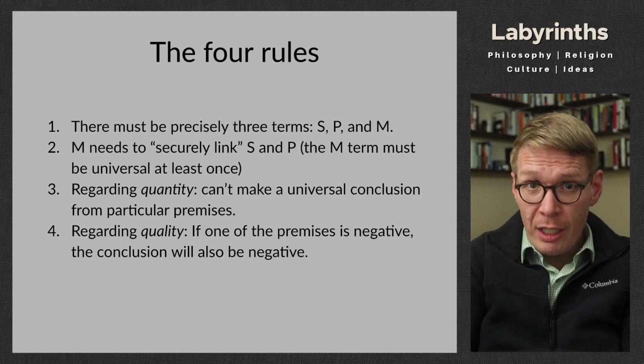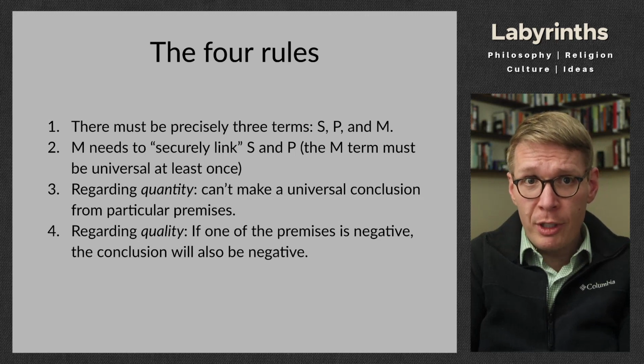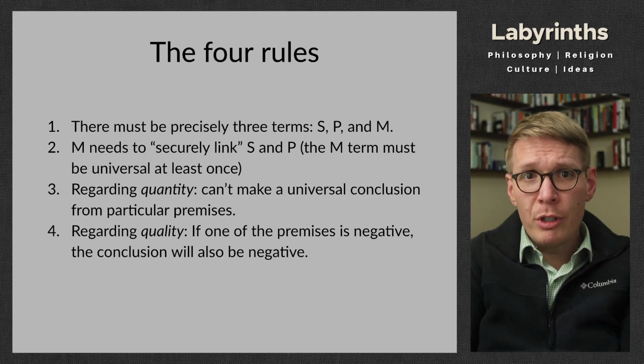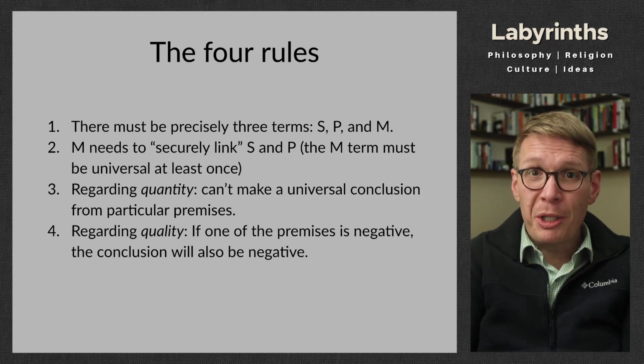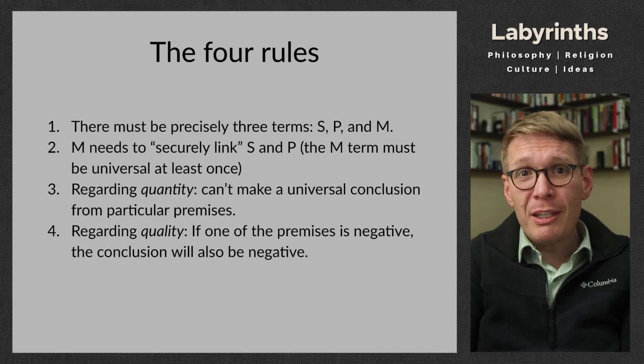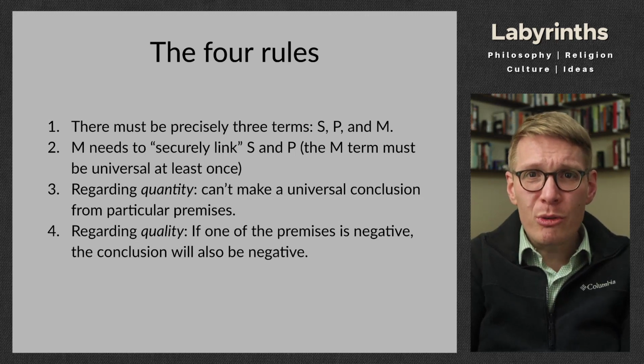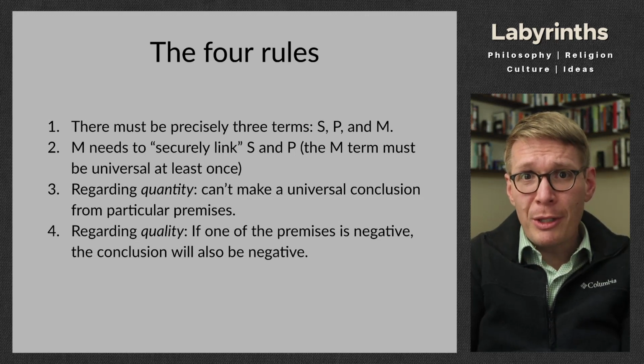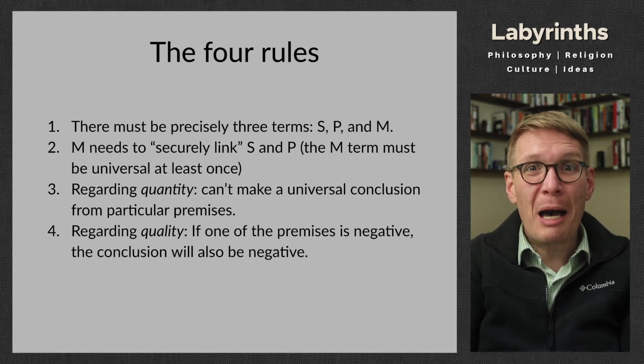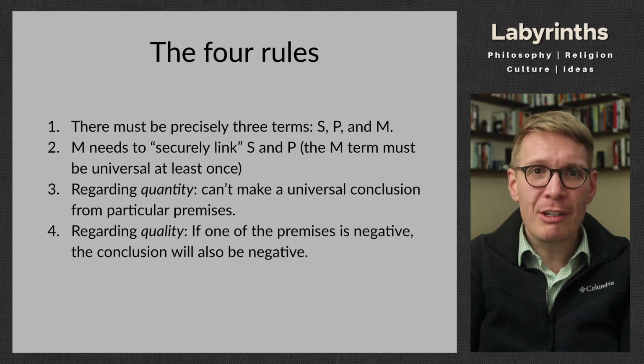Regarding the quantity of the premises in the syllogism, it's important to note that you cannot make a universal conclusion from particular premises. And this, happily, is a pretty clear thing. I can't meet one person from Canada and say, I don't like anyone from Canada, right? I'm drawing a universal conclusion from a particular experience with a single individual. And this, we would say, stands to reason. You can't do that, right? This is one of the most common kind of errors in argumentation.